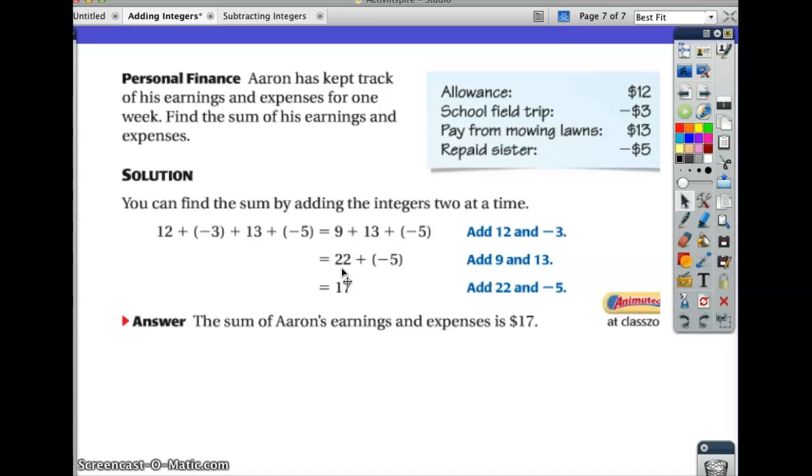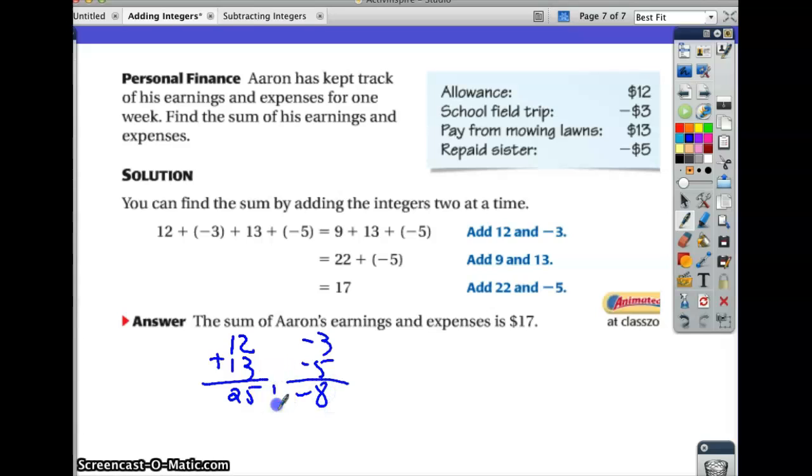The way I prefer doing it, and again, you can do it either way, it doesn't matter, is I like to keep the positives together and the negatives together and then combine them at the end. So you have a positive 12 and a positive 13. Add those together and you get a positive 25. You've got a negative 3 and a negative 5. Add those together and you get negative 8.